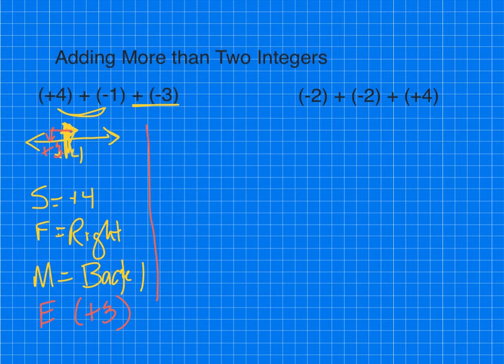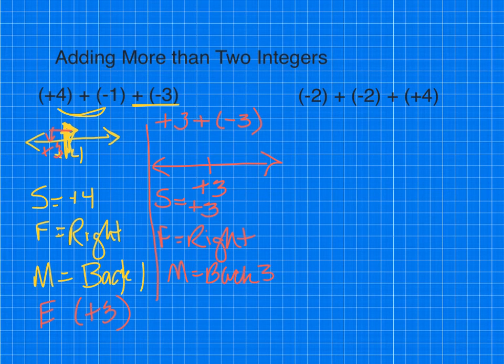The new problem that I have is positive 3 plus negative 3. Now hopefully you're noticing something already, but we still want to see it on the number line. Let's see what happens. I'm going to start in the center with positive 3. I'm going to face, of course, to the right. I'm going to move back, in this case 3.